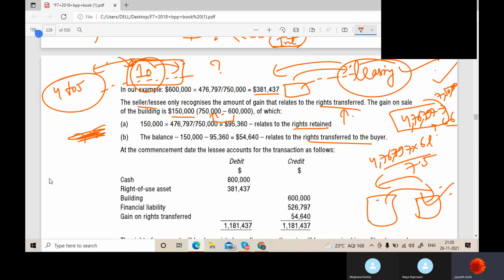We will do what? 1,50,000 is as per what? 7,50,000. As per 4,76,797, it is how much? Because this is the present value of all the payments, na? These payments, correct or wrong? Yes, sir. So how much are you getting? 95,360. Out of 1,50,000, if you remove this, you will get this, which is nothing but what relates to rights transferred to the buyer.